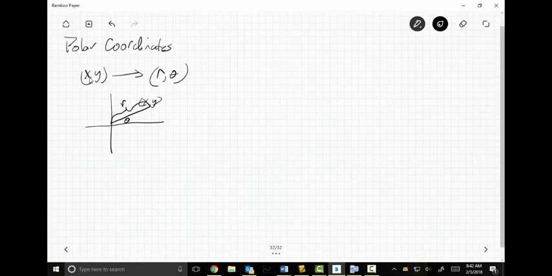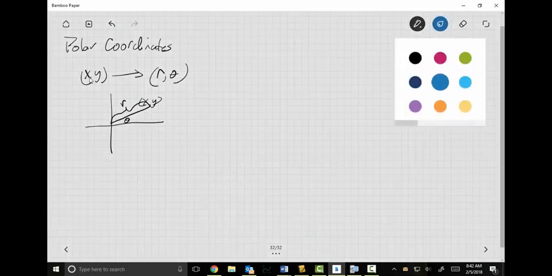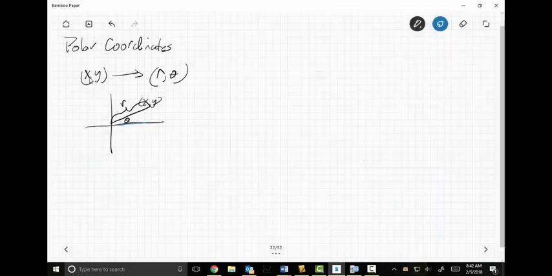And r is going to be this guy. So you can see it's pretty easy to see how your x coordinate and your y coordinate can be really easily defined. We know that x is going to equal r cosine of theta, and y is going to equal r sine of theta. Those are the two biggies.